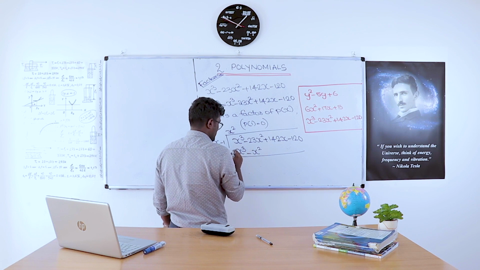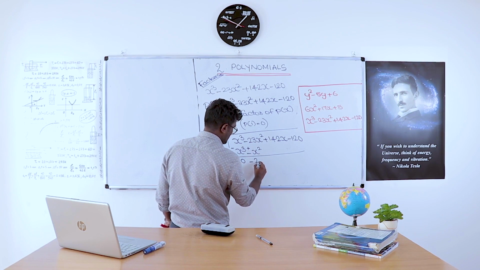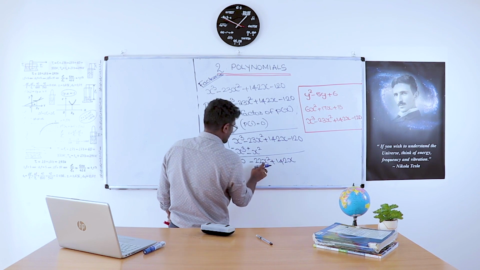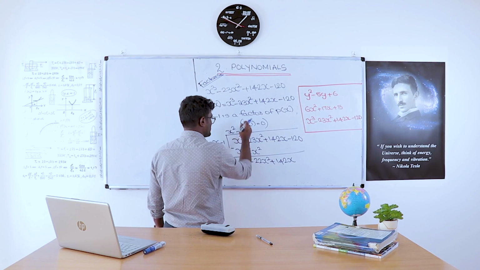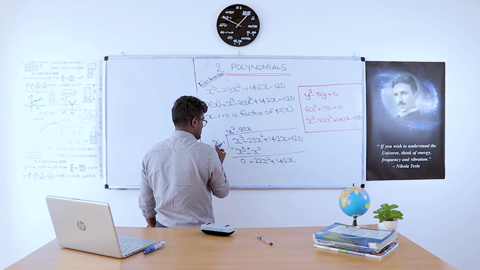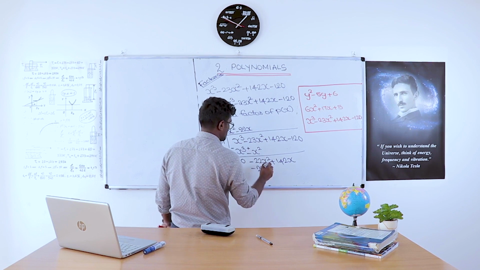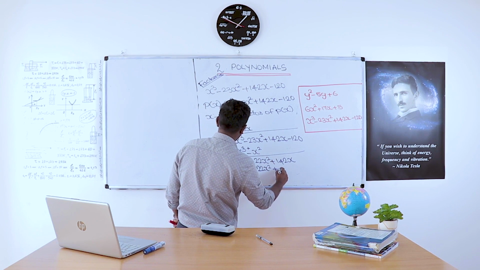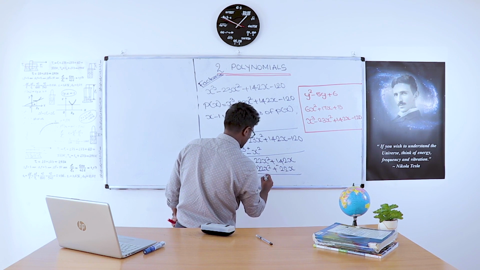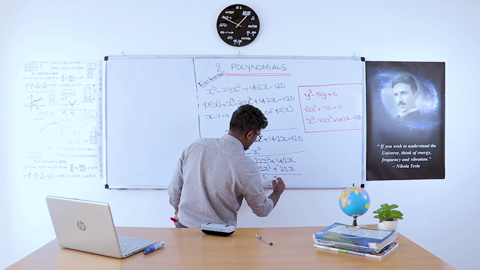So x cube, this one is minus, this one is plus 0. Minus 23x square plus x square is minus 22x square, plus 142x. Minus 22x square divided by x is minus 22x. Minus 22x into x is minus 22x square. Minus 22x into minus 1 is plus 22x. So this is plus, this is minus. This one is 0. This one is 142 minus 22 is 120.